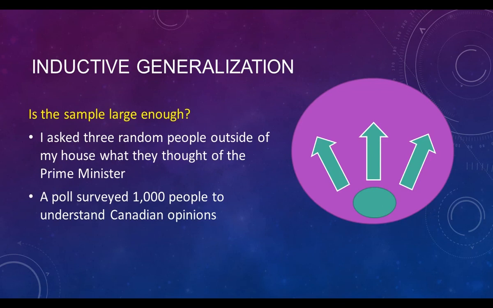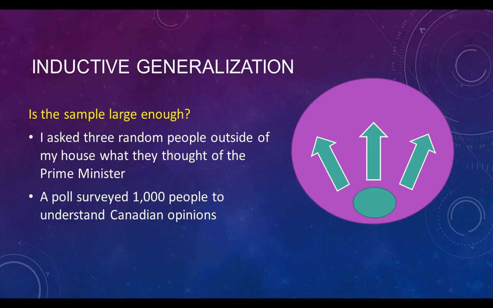So a couple of questions that you might ask about an inductive generalization. Is the sample large enough? You're trying to go from a sample to a population. If I say, I asked 3 random people outside my house what they thought of the Prime Minister, now I know what Canadians think of the Prime Minister. That's probably not a large enough sample, right? You need more than 3 random people. You probably need to sample from more than one place. If a well-conducted poll surveys 1,000 people to understand Canadian opinions, that's probably a large enough sample.